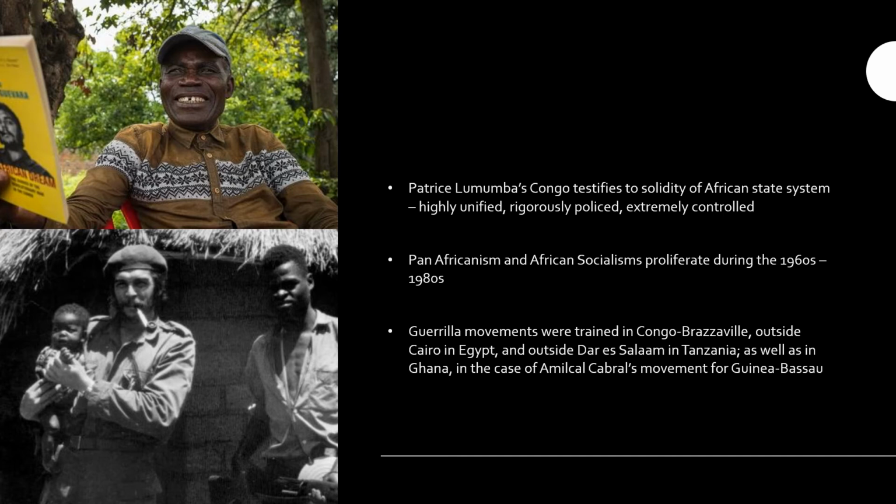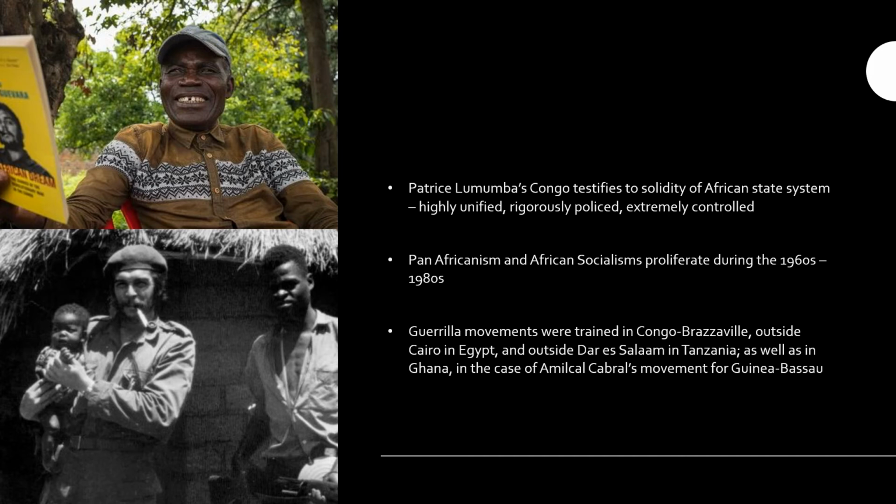Pan-Africanism and African socialisms, different types of socialism across the continent, proliferated during this period, each quite unique in interpretation, while again representatives of the USSR, the People's Republic of China, and the United States vied for influence.